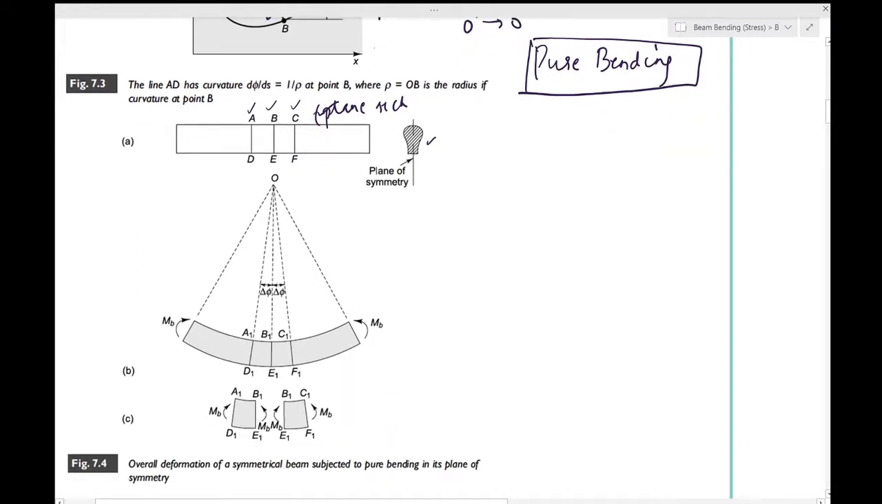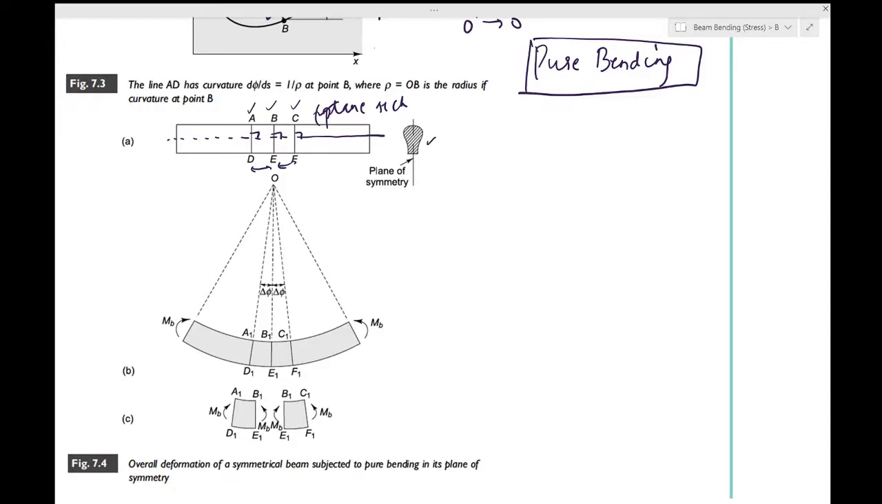Three equidistant plane sections, so they are equal distance from each other and clearly parallel, all perpendicular to the axis of the initially straight beam. The axis of this initially straight beam will be like this, and in the undeformed situation these planes are all perpendicular to this axis.